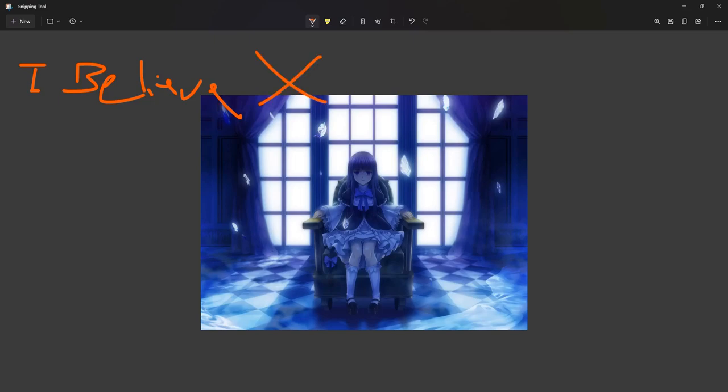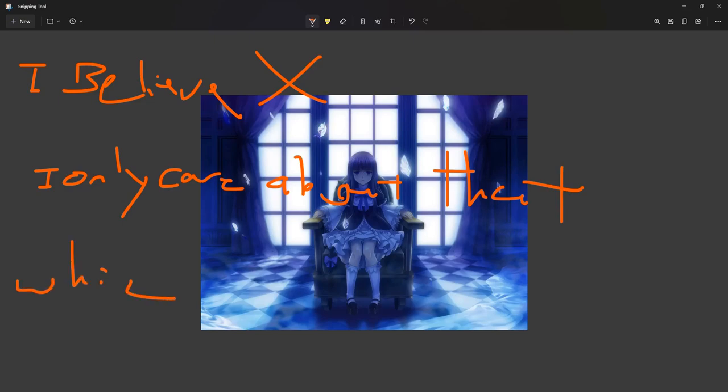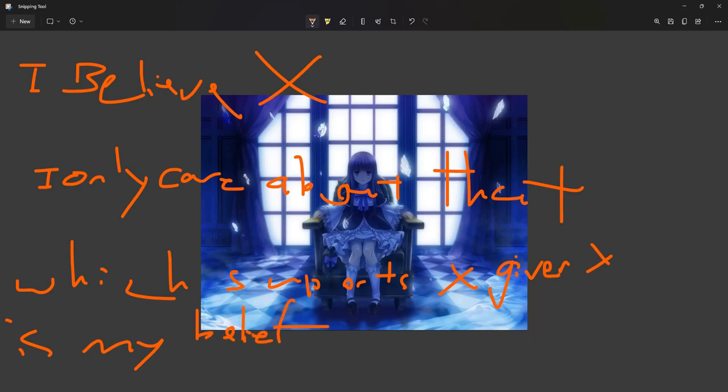This is, I only care about that which supports X, given X is my belief. Pretty strong, okay? This is a pretty strong section. This would be confirmation bias.